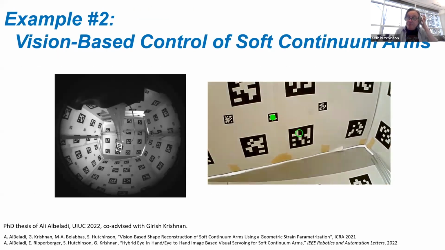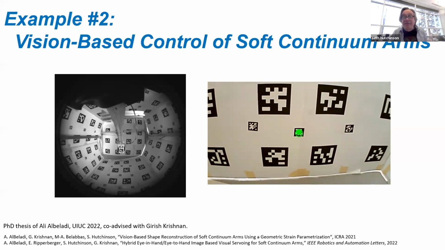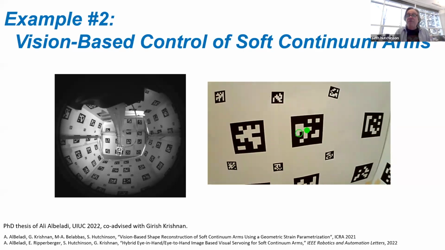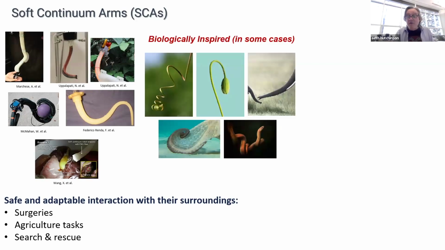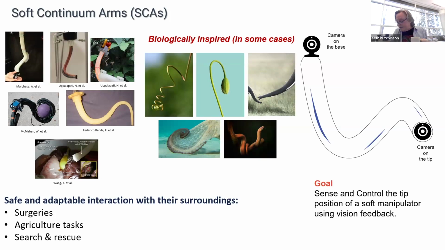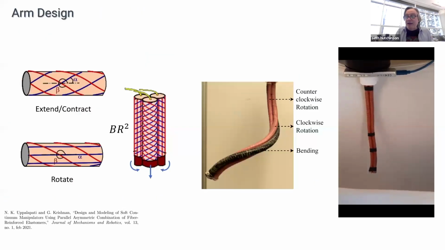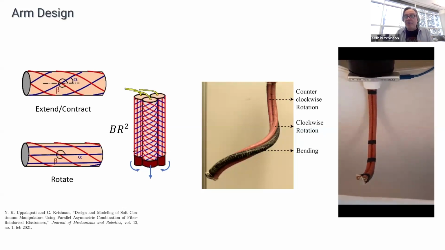Here's the second example that I'll talk about. It's vision-based control of continuum, soft continuum arms. Soft continuum robots, you may have seen robots like this. They are often biologically inspired. In the case that I'm going to talk about today, it's a robot that you can essentially think of as a long, flexible tube that can be actuated somehow. And the particular robot that I'm going to talk about today was designed by my colleague Girish Krishnan at the University of Illinois, and it's very cool.